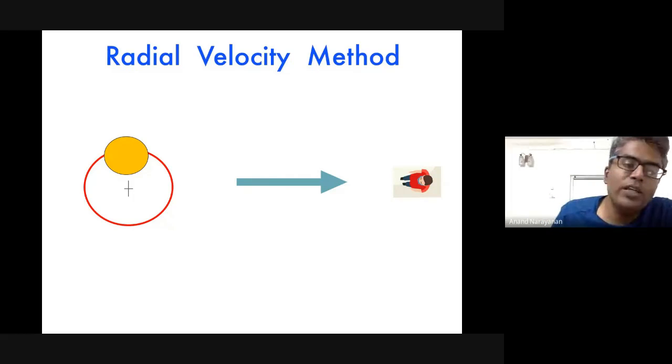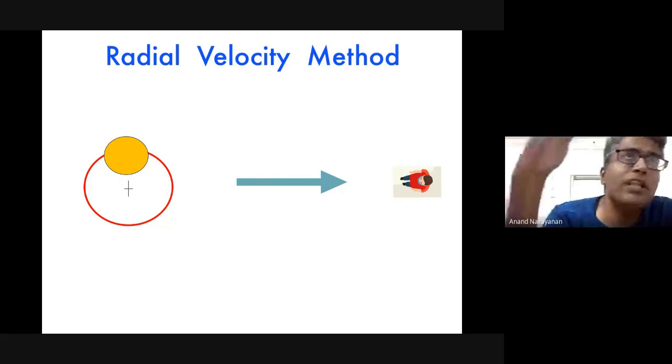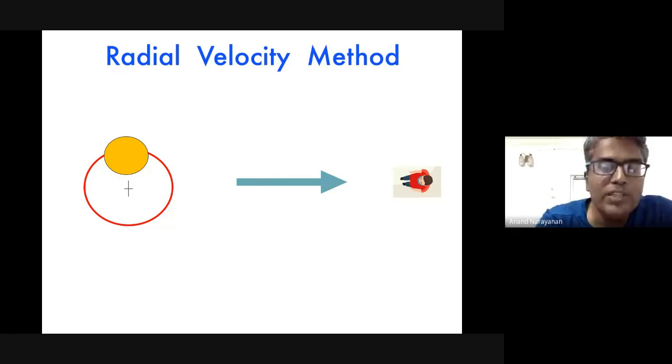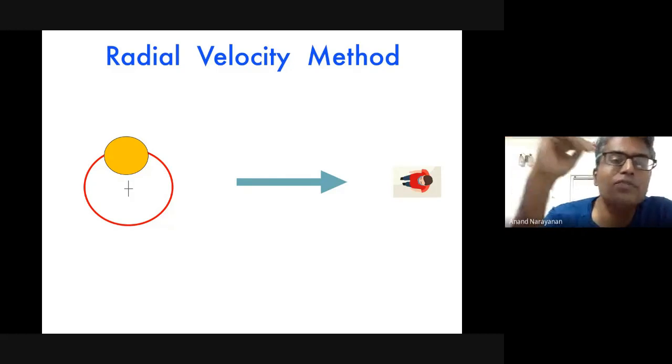So here is a schematic diagram. The plus shows the center of mass of a star-planet system, and this red circle is the orbit of a star. This orange thing is a star. I have not drawn the planet here because in the radial velocity method, we don't get to see the planet, we only get to see the star. And what is shown here is an observer. We are looking at this scenario from the top, but the observer who is measuring the spectrum of that star is looking at it such that the orbit is along the line of sight of the observer.